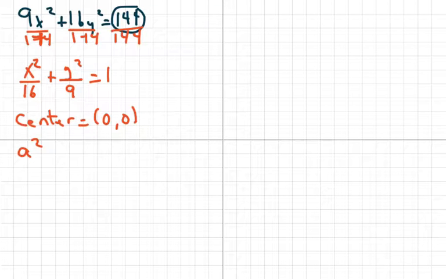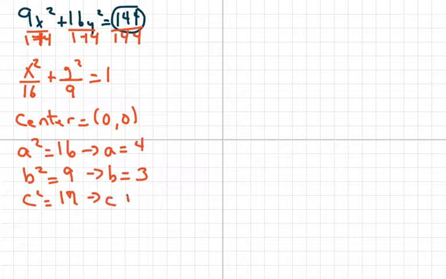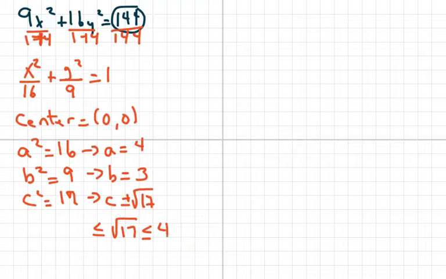My a squared is 16. My b squared is 9. Therefore, my a is 4. My b is 3. My c squared equals 16 minus 9, which is 7. Therefore, my c equals plus or minus the square root of 7, which is in between the square root of 4 and the square root of 9, so it's in between 2 and 3.